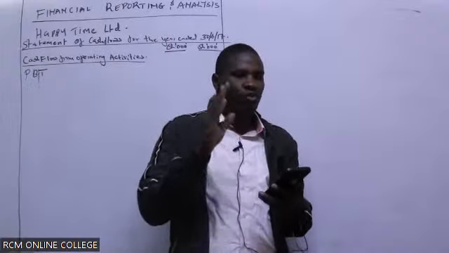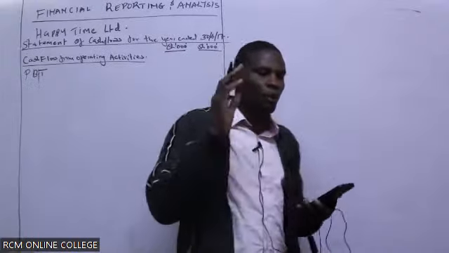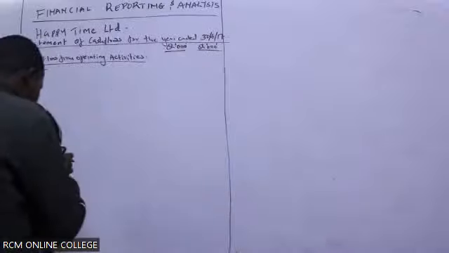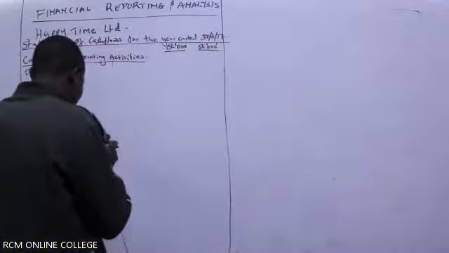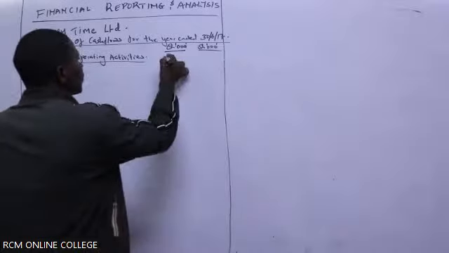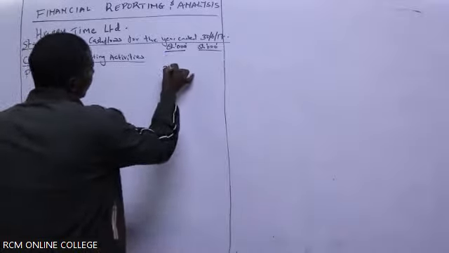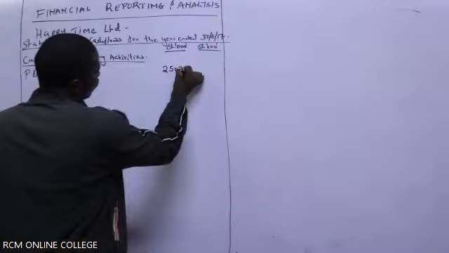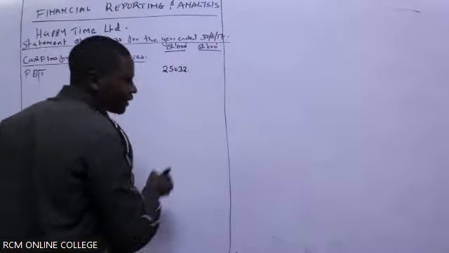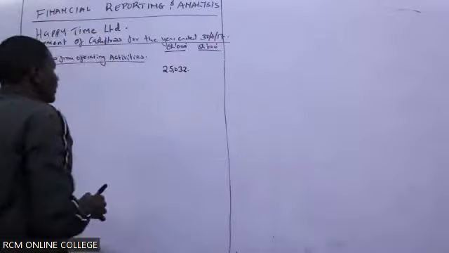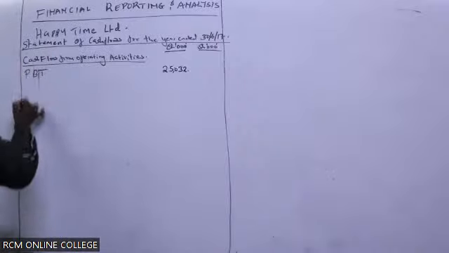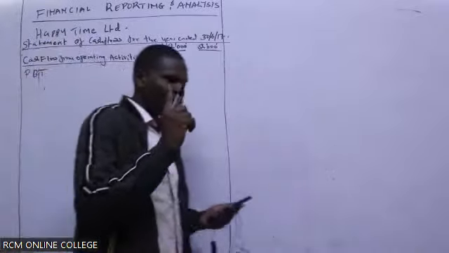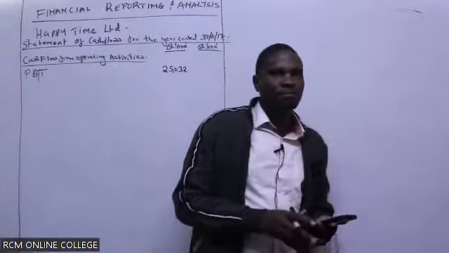Jane has given me 25,032. Do you people agree that profit before tax is just a free mark of 25,032? Do you people agree? Yes, I can see people are in agreement.